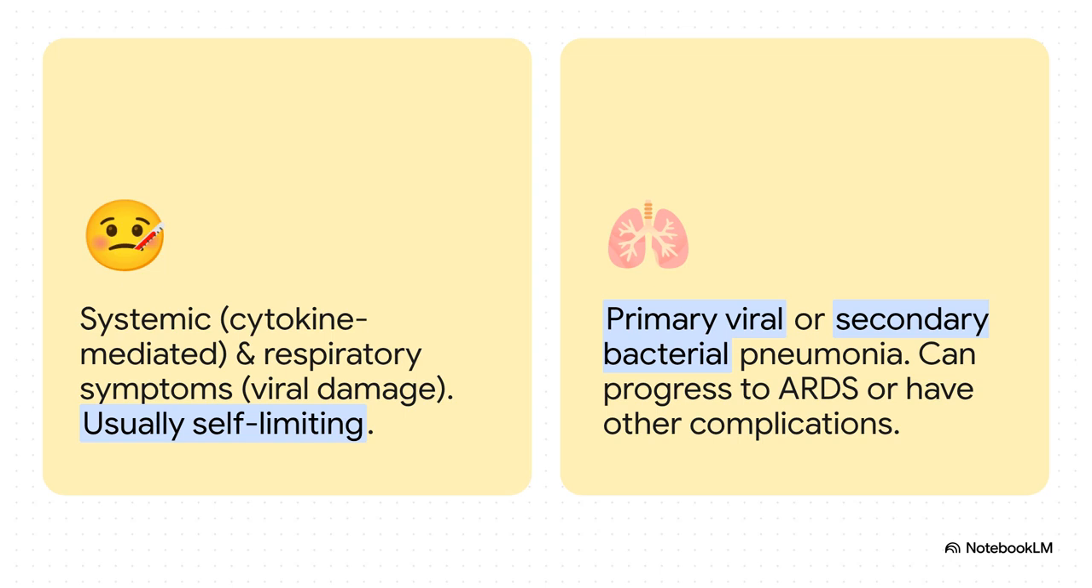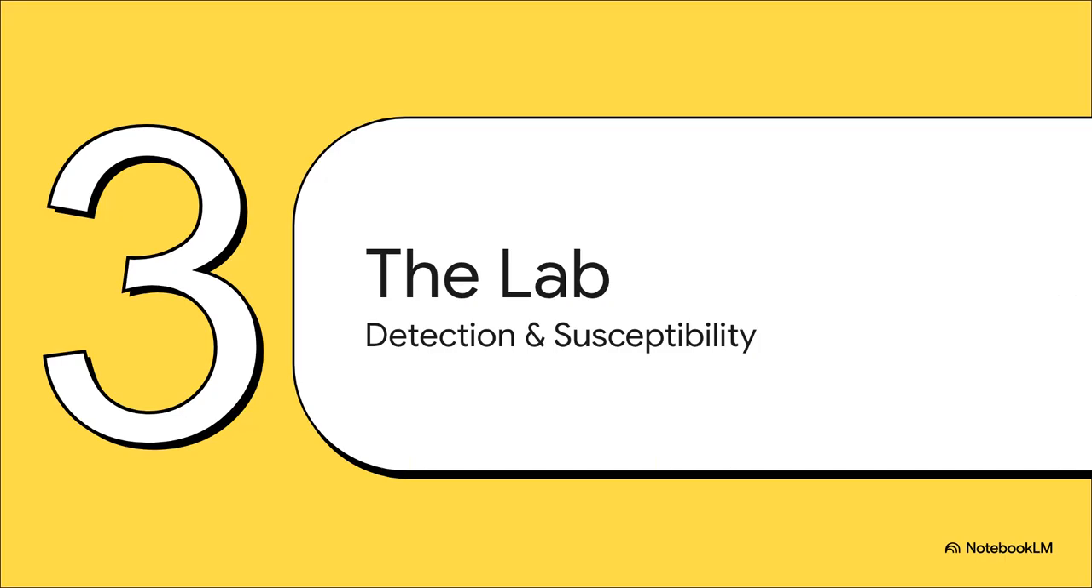The virus can cause a nasty primary viral pneumonia, but what's often just as deadly is secondary bacterial pneumonia. Essentially, the influenza virus damages the respiratory tract and just opens the door for bacteria like Staph aureus or Strep pneumo to walk right in and cause havoc. And of course, that risk of severe disease is exactly why fast, accurate lab diagnosis is so incredibly important.